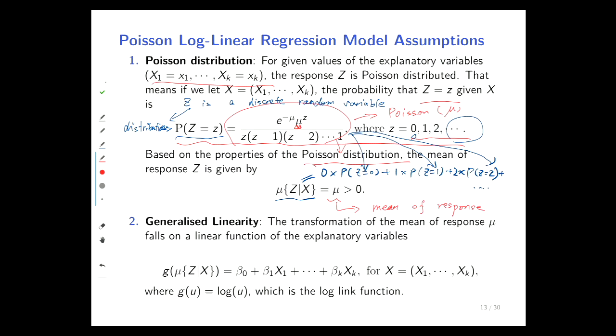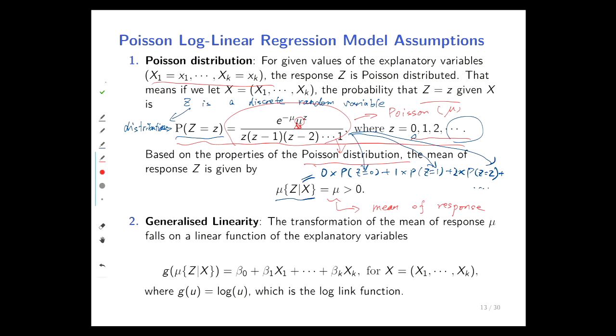So that's the property for the Poisson distribution. And since we have this kind of distribution to model our response variable Z, the second part is, if you still remember the basic idea in statistical modeling: if we have something unknown, we just model it. So that's basically the idea.